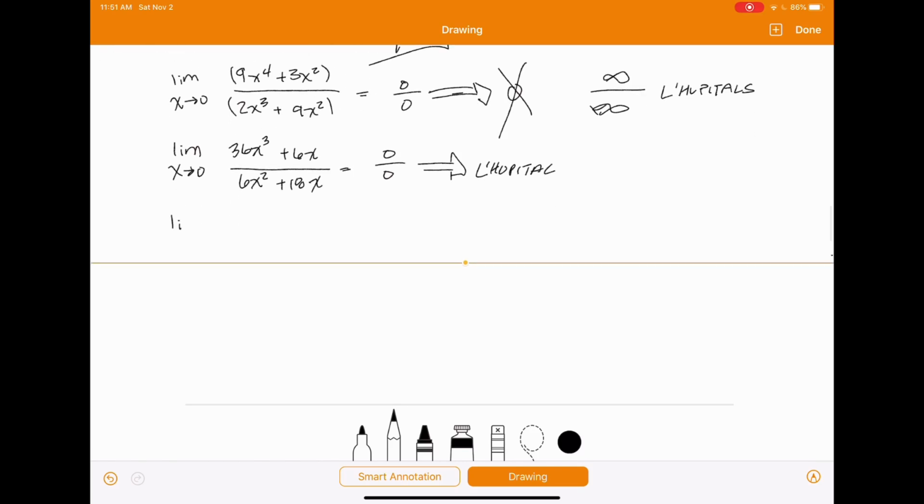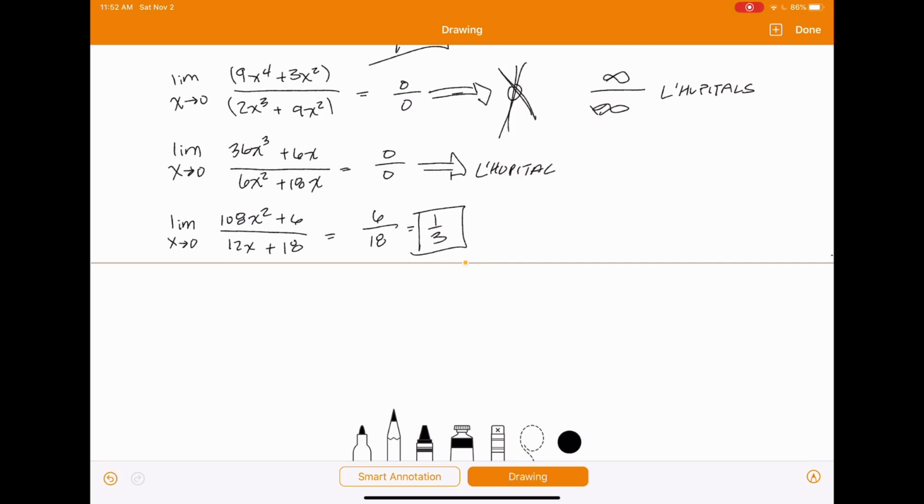And we'll get the limit as x goes to 0 of 108x squared plus 6 all over 12x plus 18. This time when you plug in 0, you get 6 over 18, which ends up being 1/3. So that's your answer, not 0.